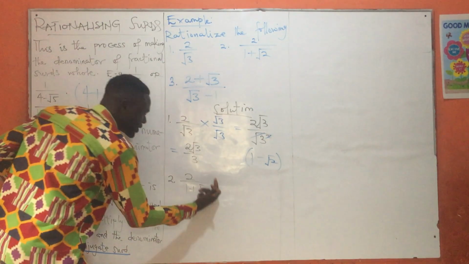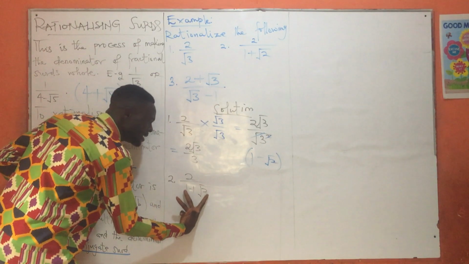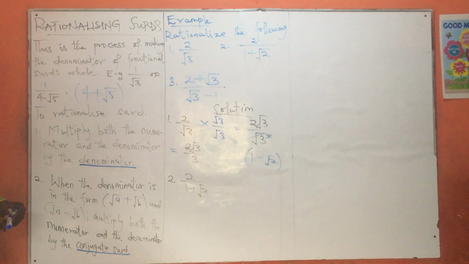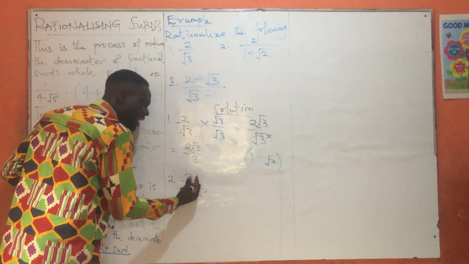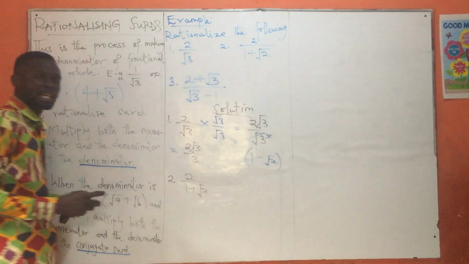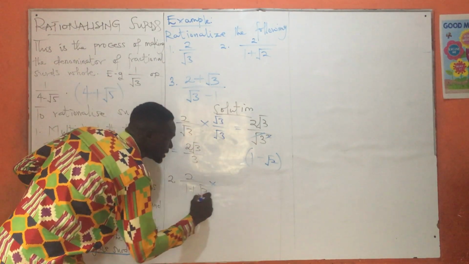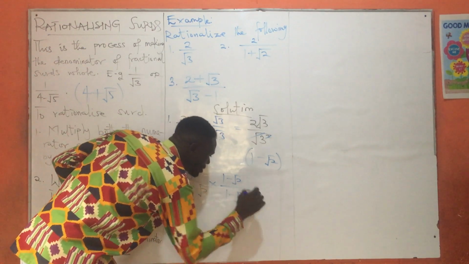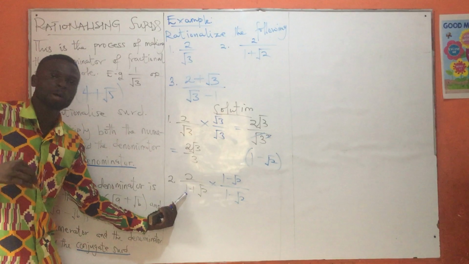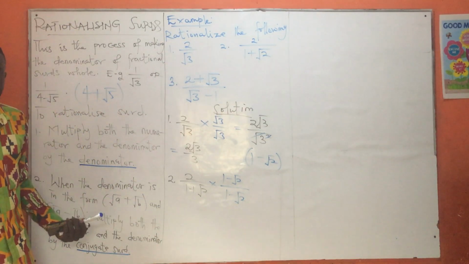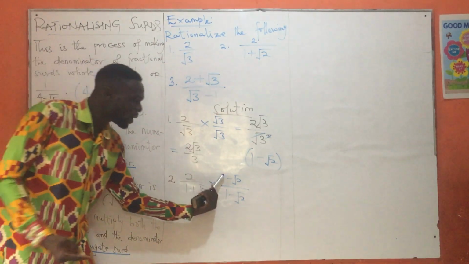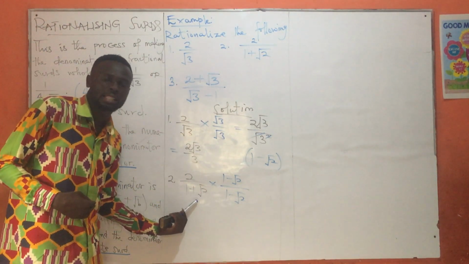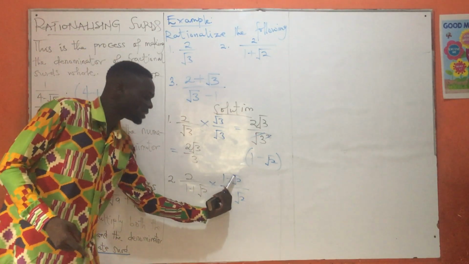So if the rational surd is of this form and the denominator has two terms, whereby there is a surd in one term, we multiply the numerator and the denominator by the conjugate surd. So this becomes times 1 minus surd 2 all over 1 minus surd 2. The denominator is 1 plus surd 2, but its conjugate surd is 1 minus surd 2. So we multiply the numerator and the denominator by the conjugate surd, which is this.